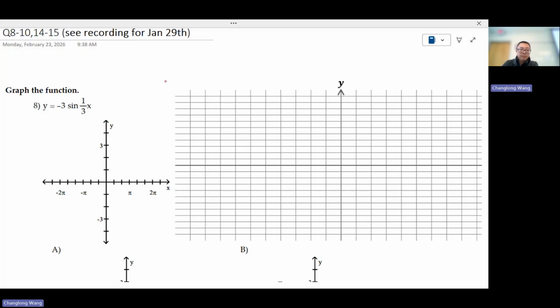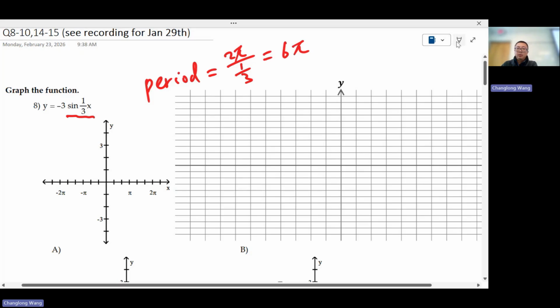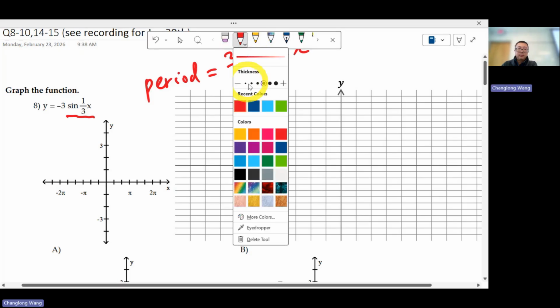But can you imagine how wide the graph is? Let's say, what about the period of the new graph if it's supposed to be stretched by 3 times? Would the period be 6 pi? Yes. If you work it out, it'll be 2 pi over the b. If you realize that it's a stretching, so it'll be 6 pi. Yeah, this is a bit too thick.